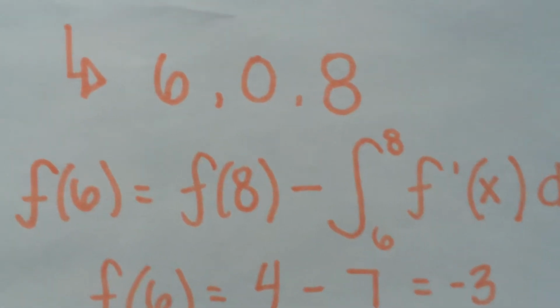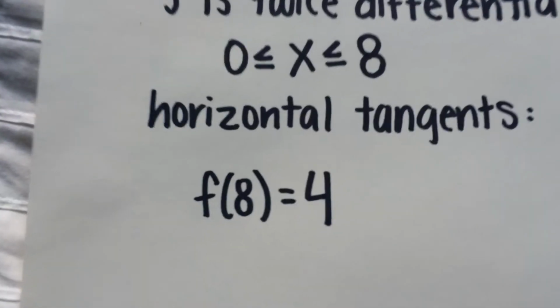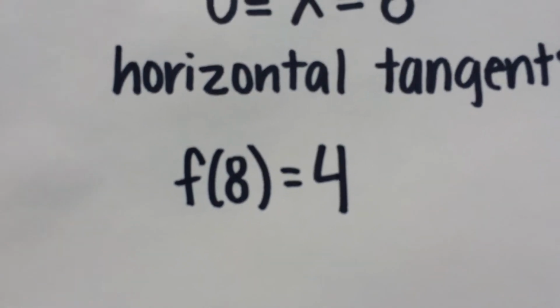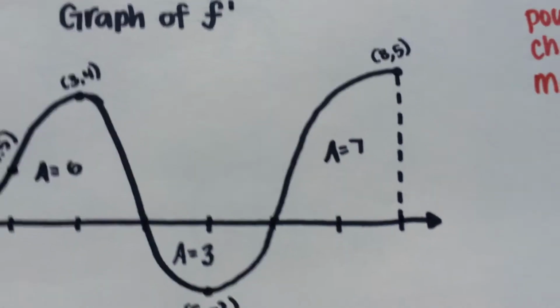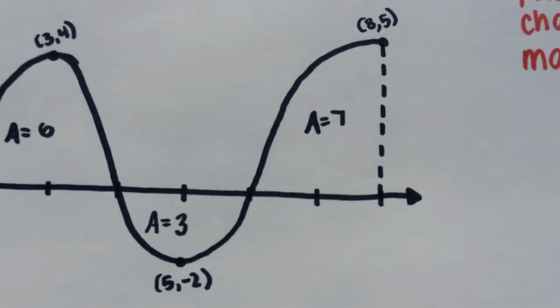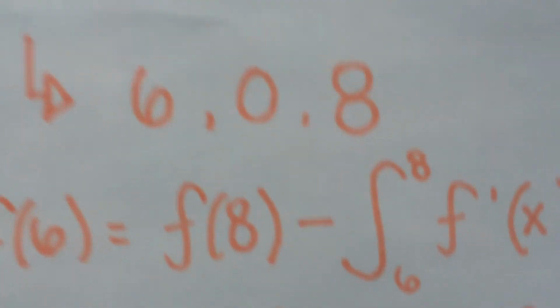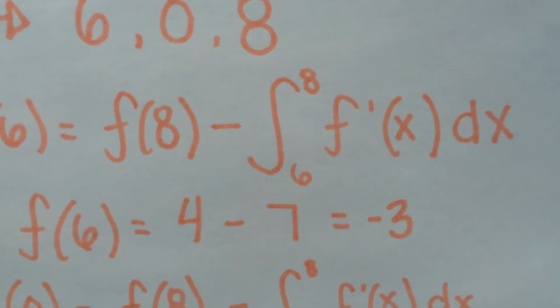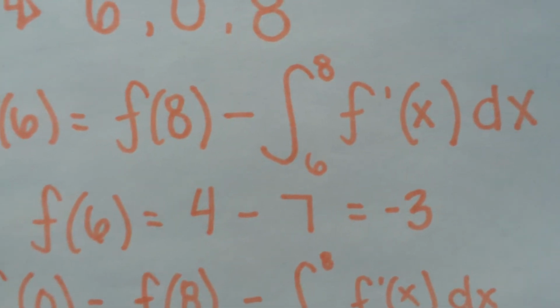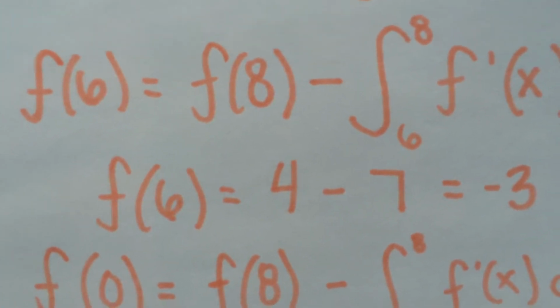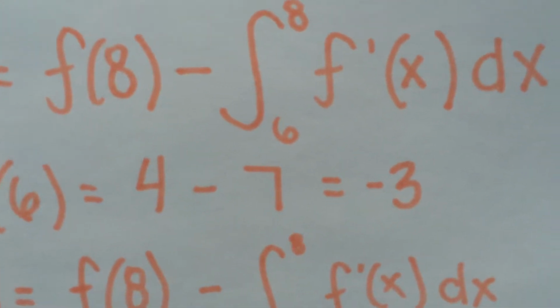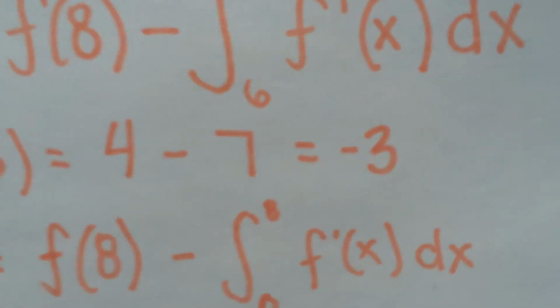We know from our original information that f of 8 equals 4, and we know from the graph that the area of f prime of x from 6 to 8 equals 7. So we can now replace f of 8 with 4 and the integral from 6 to 8 of f prime of x with 7. So we know that f of 6 equals 4 minus 7, so that is negative 3.